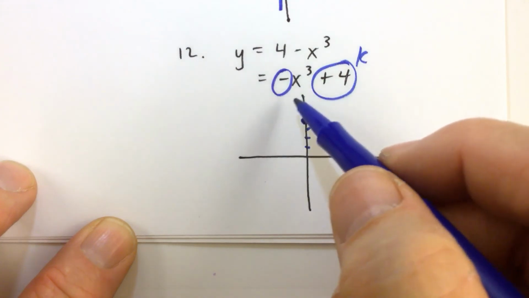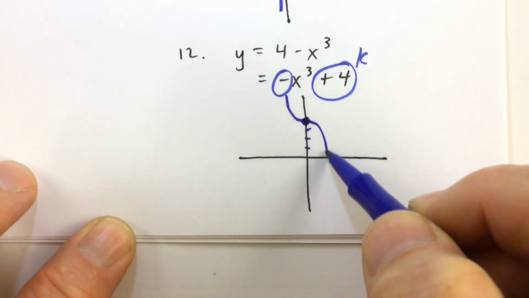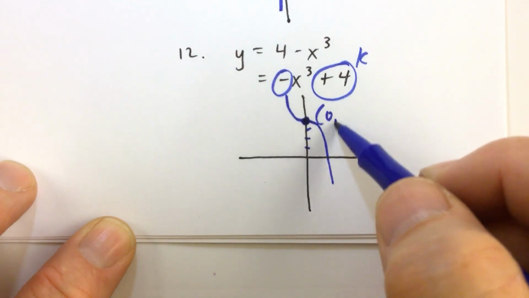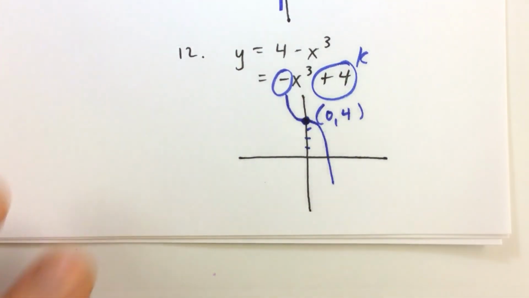A is negative 1. So the graph of the function will be decreasing from negative infinity to positive infinity, and the inflection point is at 0, 4.